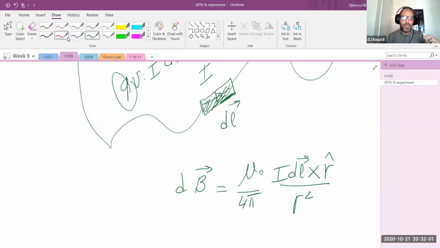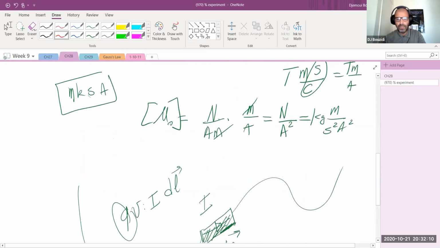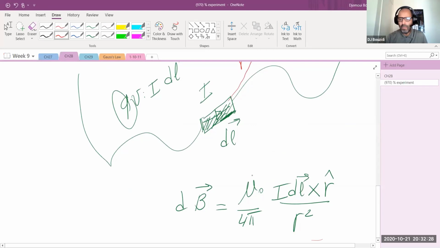So let me take a point in space, call it point P. This is what I meant by r, the distance between this element and this point, and this is what I meant by r hat. The magnetic field in this case is going to be given by this expression. This is the law of Biot and Savart. Those are two French physicists in the 1800s who formulated it based on observations. Again, this is experiment.